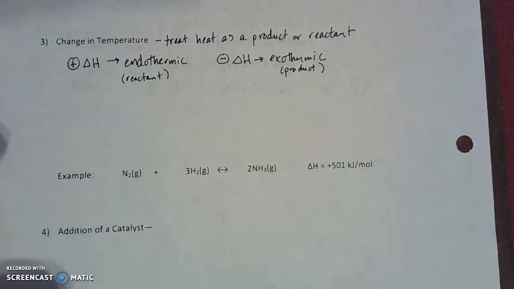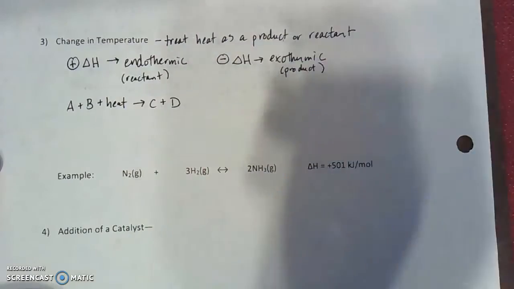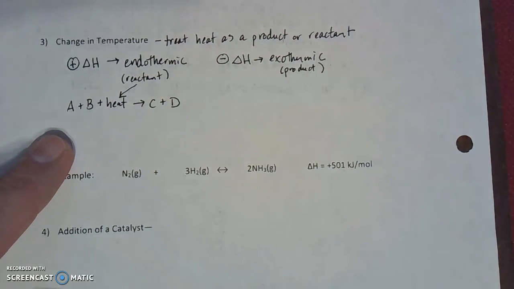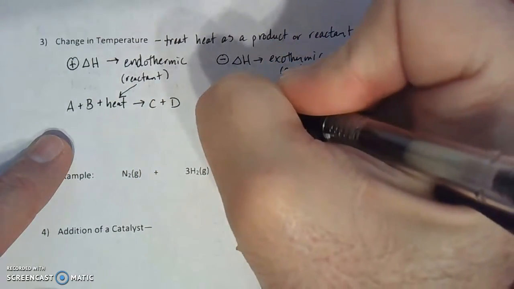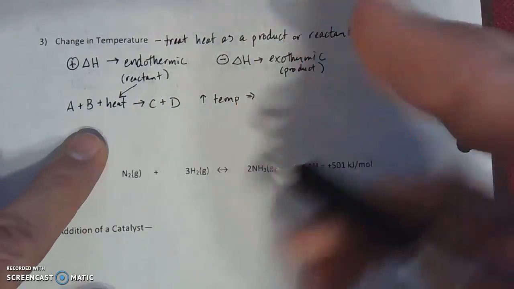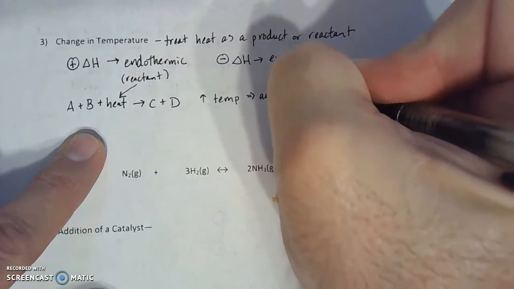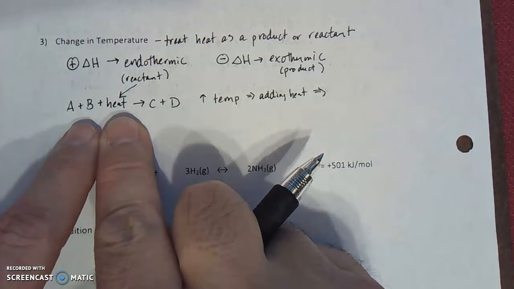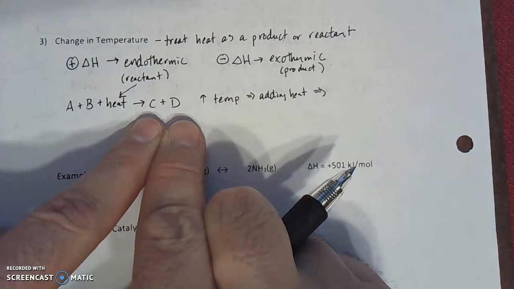So if we have an equation like this, endothermic, where heat is a reactant, if we increase the temperature, that means that we're adding heat. If we're adding something to the reaction, just like we did with the change in concentration, it moves to get rid of it, so it is going to shift to the right.